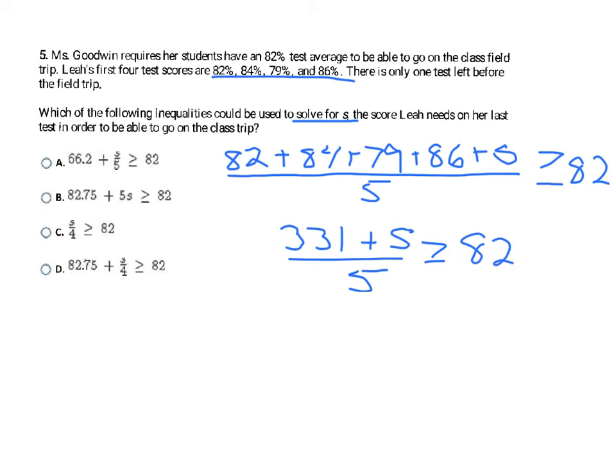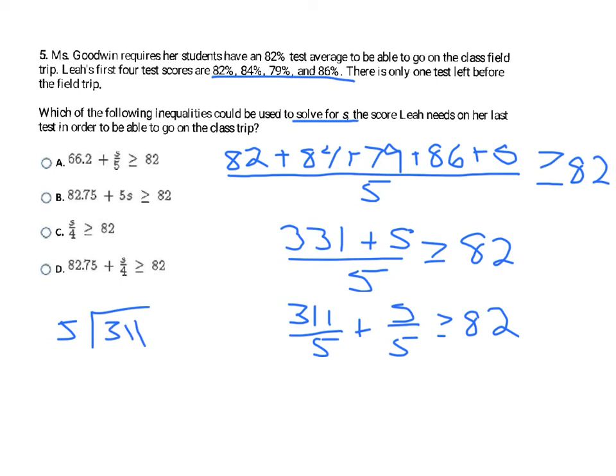And so remember, you can split your fractions up so that you have 311 over 5. And then you have S over 5 is less than or equal to 82. And what that allows us to do is simplify this fraction, or actually do that division of 5 divided into 311. So when you do that division, you get 66.2, and then I have my plus S over 5 is less than or equal to 82. And so that is what letter A is, which is my final answer.